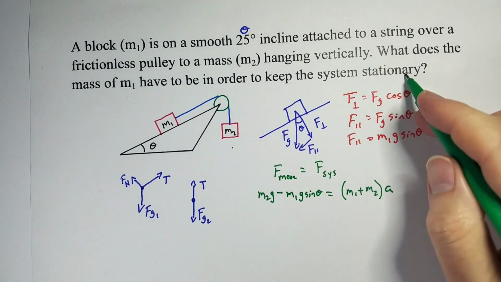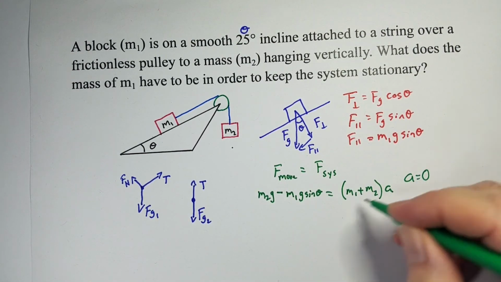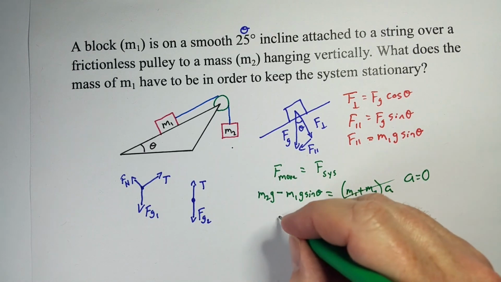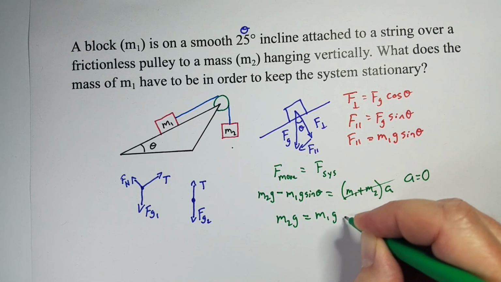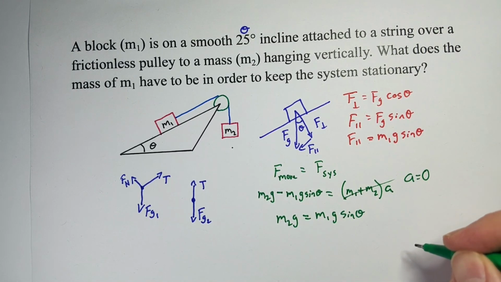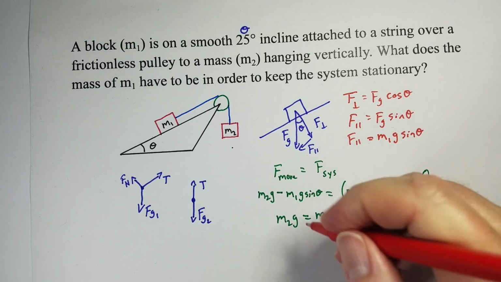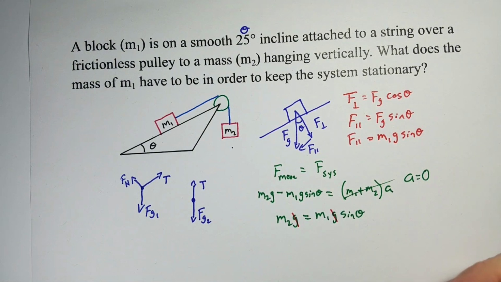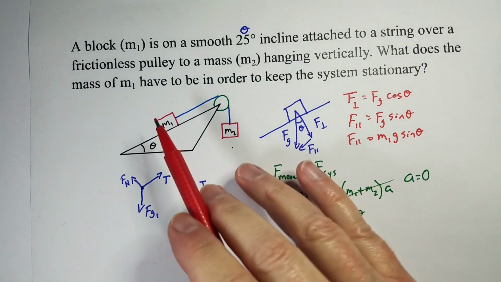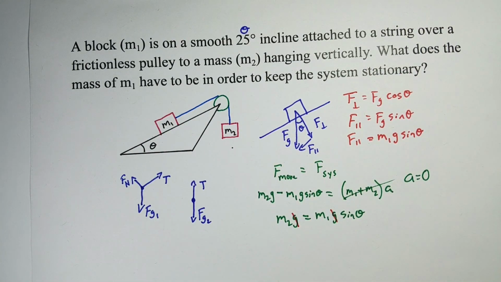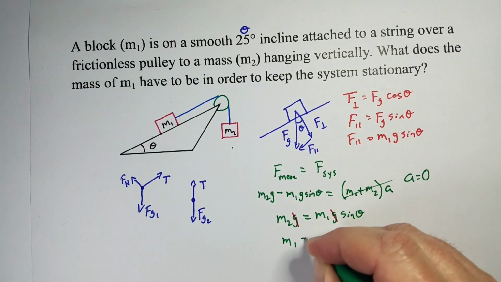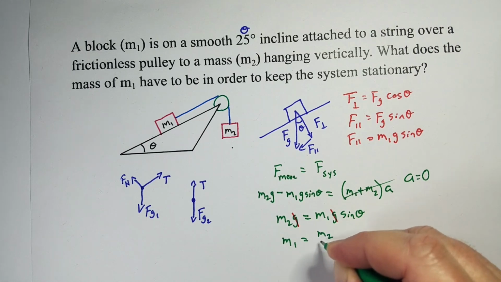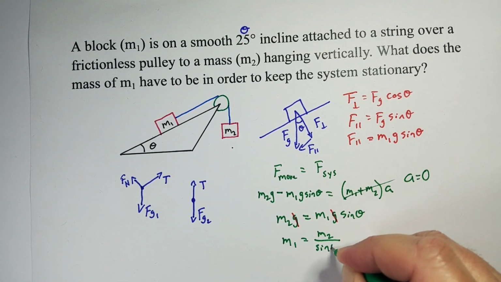Now, if we want the system to stay stationary, again, a has to be equal to 0. So this side falls out. We get m2g equals m1g sine of theta. Well, the neat thing is we've got a g on both sides, so that can cancel out. And I actually want to solve for m1, right? So I want to divide both sides by sine of theta. So m1 is equal to m2 divided by the sine of the angle.